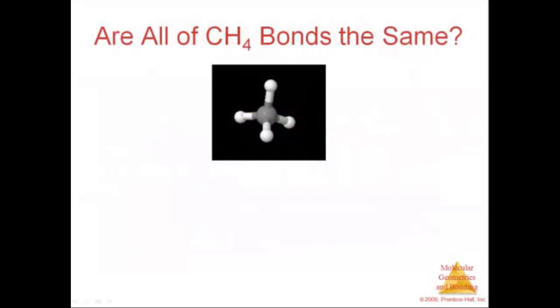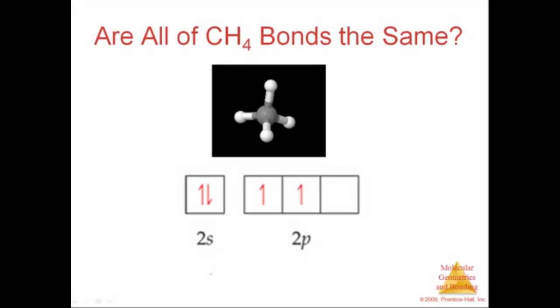Methane is CH4, and it's a symmetrical molecule. There are four electron domains around it. So the question is, are all those bonds the same? You may say, yeah, sure they are, but let's think about where those electrons around the carbon come from. There are four valence electrons. Two of them are s electrons, and two of them are p electrons.